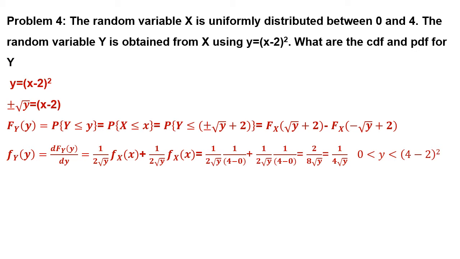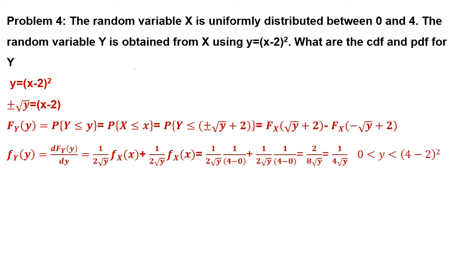Let us solve the fourth problem. The random variable x is uniformly distributed between 0 and 4. The random variable y is obtained from x using y equal to x minus 2 whole square. What are the CDF and PDF for y?